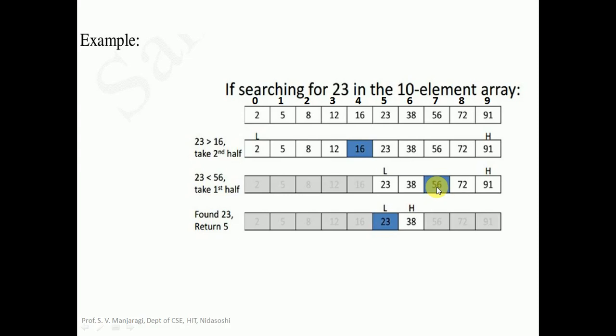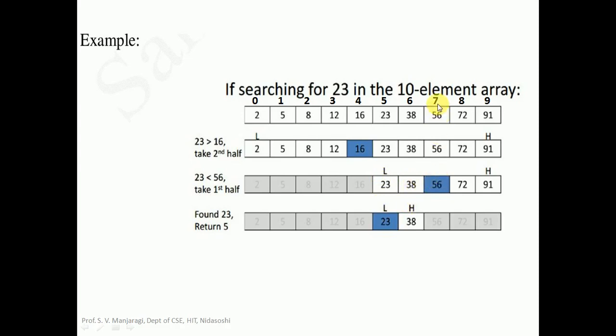So since the key doesn't match with the middle element, check whether the key is smaller than the middle element or greater than the middle element. So in this case, the key is 23, and 23 is smaller than the middle element. Then for searching, you have to consider only the first half of this array, and the second half will be discarded. So this part no need to consider, only the first half we need to consider, because the search key is smaller than 56. So in this case, low will remain the same and high will be mid minus 1.